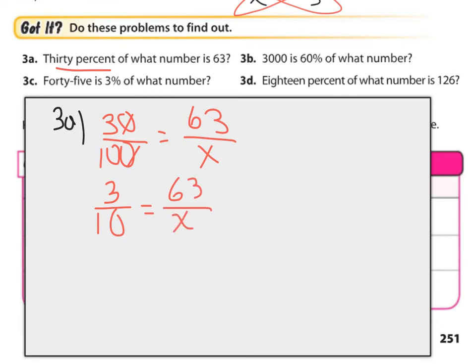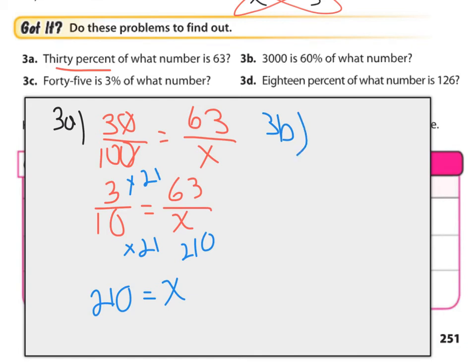Now, just proportionally speaking, without doing your cross product, you could see that 3 is a factor of 63. If you multiply 3 times 21, you will get 63. So why not multiply the 10 times 21, and you will get 210. Therefore, 210 is x. Right? So 63 is 30% of 210. Got it? Let's try 3B.